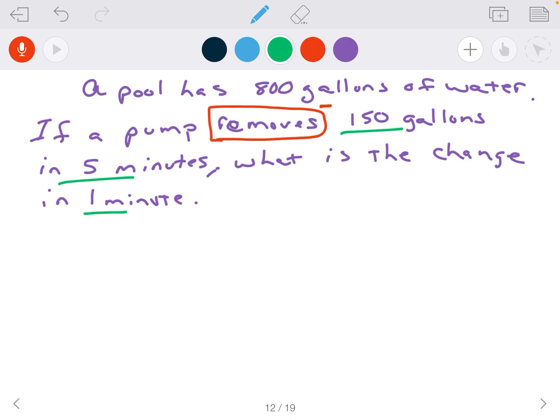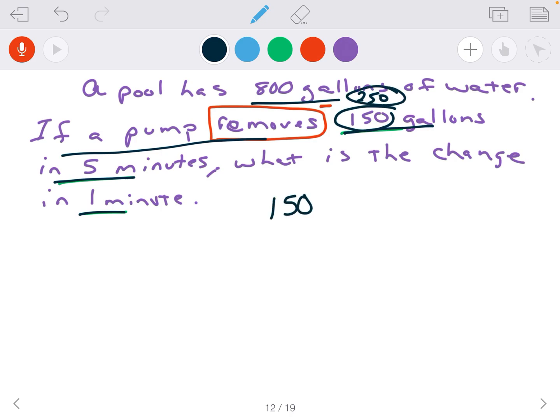Almost done. We're getting there. There are a lot of word problems here, so I hope you're understanding what I'm saying. So a pool has 800 gallons of water. If a pool removes 150 gallons in every 5 minutes, what is the change in 1 minute? All right, so I think you guys got like a 250 here and a 5 or something. So use whatever that number is. I think it's a 250. I don't want to give you the answer.